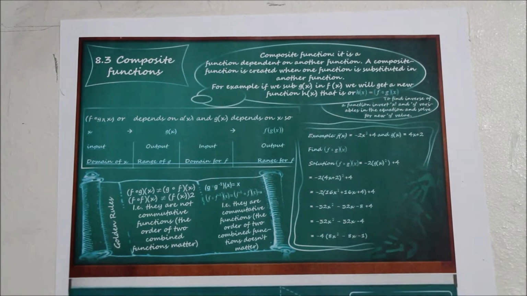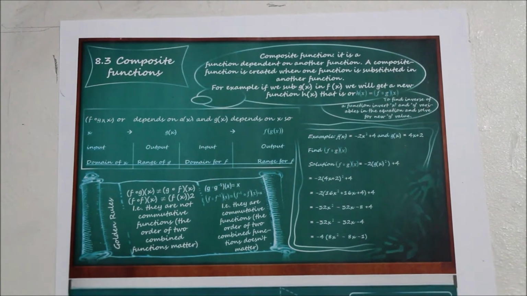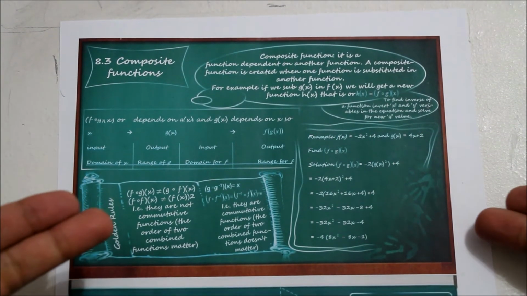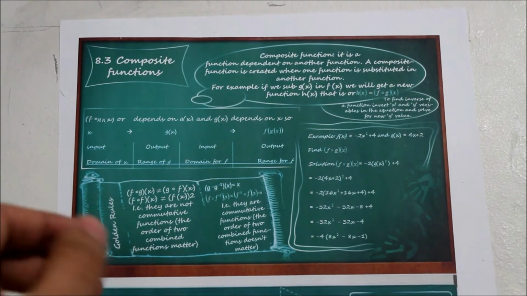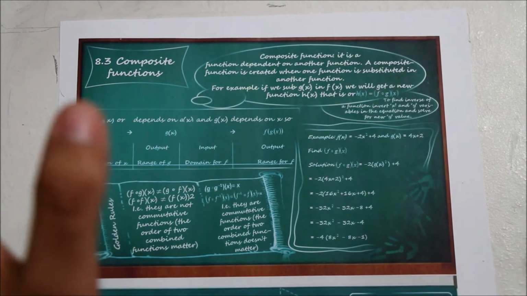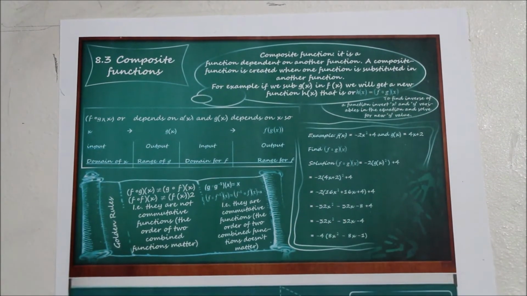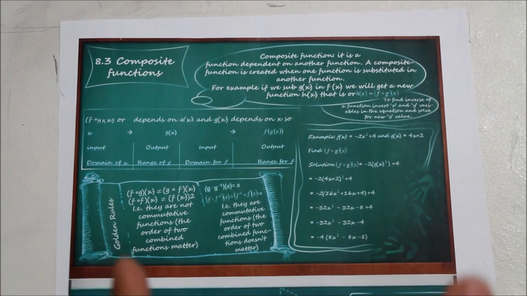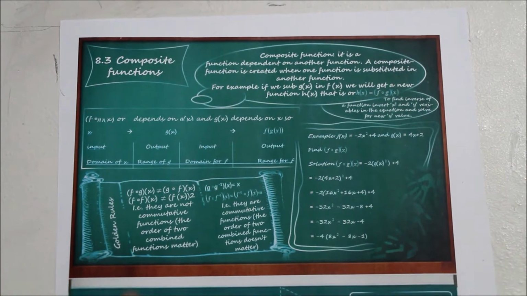Before watching this video, I suggest you go over this summary sheet so it'll make a lot more sense. So what's a composite function? A composite function is a function dependent on another function. What we are saying is a composite function is created when one function is substituted into another function.